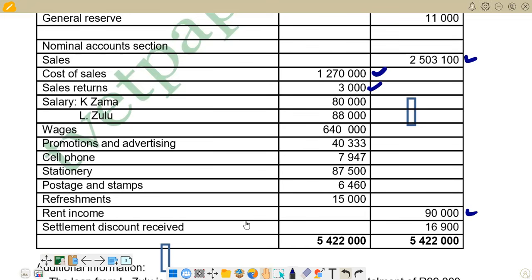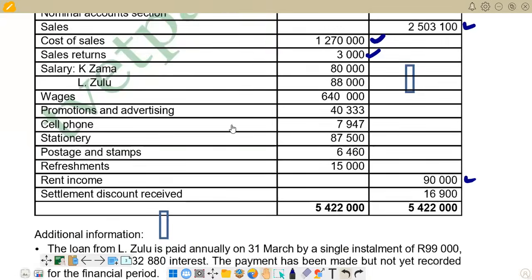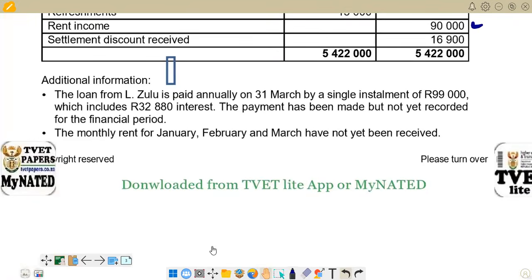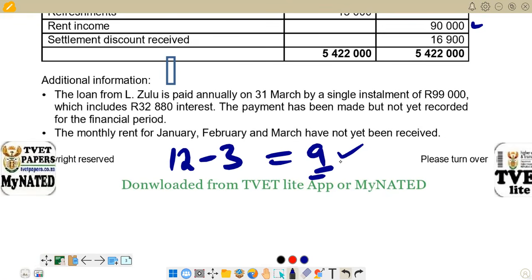So in this case, we've got rent income, which is 90,000. Then we go to additional information now to check if we've got anything that is explaining about rent income. So if you come here on the second point, the monthly rent for January, February, and March have not yet been received. So we have got 3 months that have not yet been received, and we know that in a year we have got 12 months. So if you say 12 minus these 3 that have not yet been received, you get 9. So what it means is the figure that we are given there for rent income, which is 90,000, is representing 9 months.